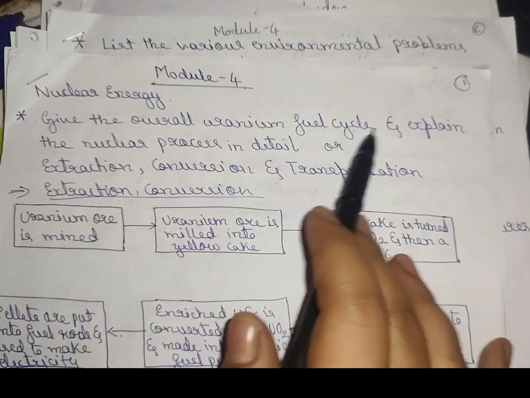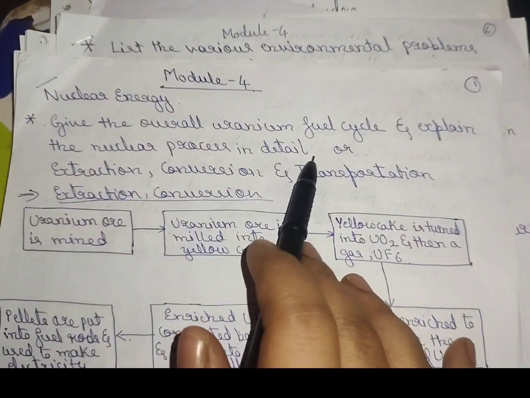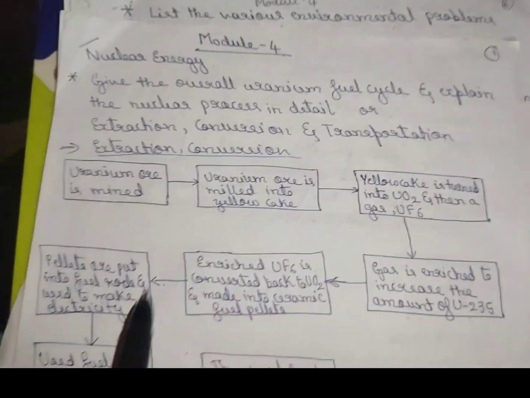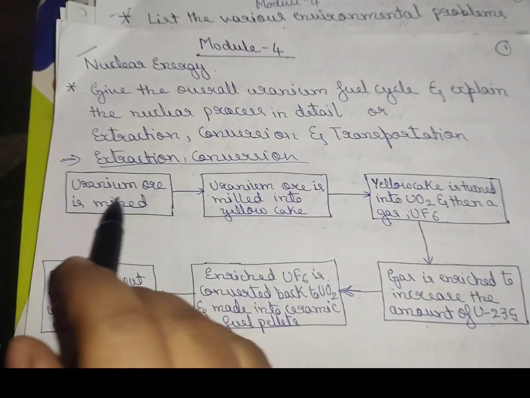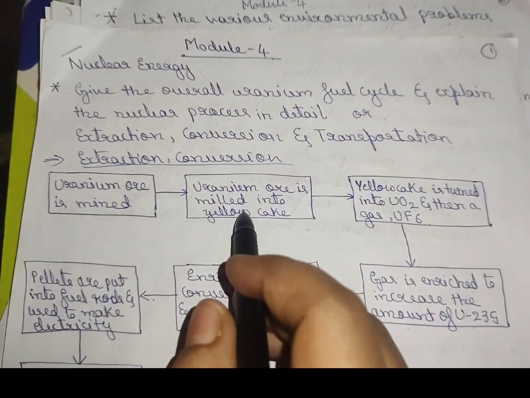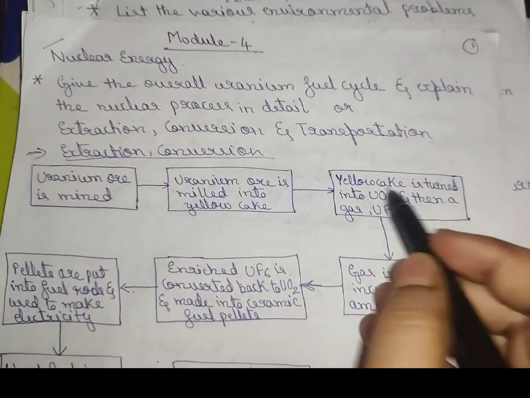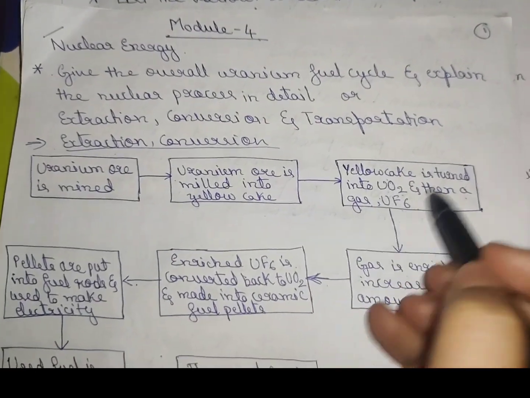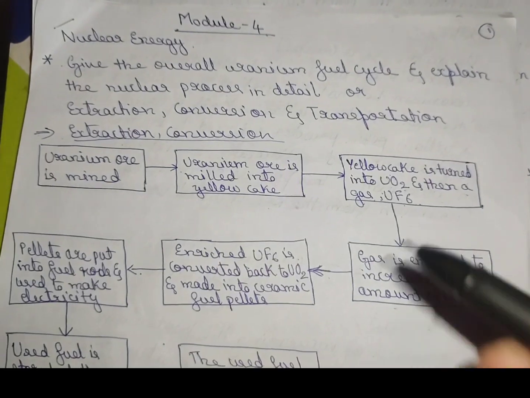Overall uranium fuel cycle and explain the nuclear process in detail. The steps are extraction, conversion, and transportation. Uranium ore is mined. Uranium ore is milled into yellow cake. Yellow cake is turned into UO2 and then the gas UF6.